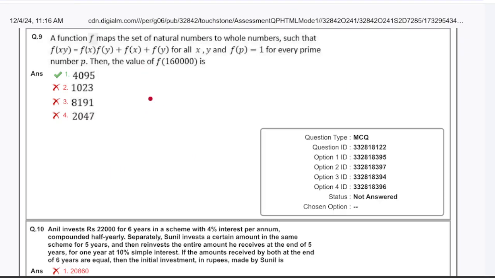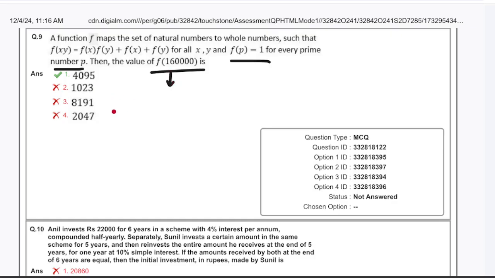In question number 9, this is from relation and function. It says a function f maps the set of natural numbers to whole numbers such that f(xy) is equal to f(x) into f(y) plus f(x) plus f(y) for all x, y, and f(p) is equal to 1 for every prime number p. You have to find out the value of f(1,60,000). Now 1,60,000, I can see this is square of 400.